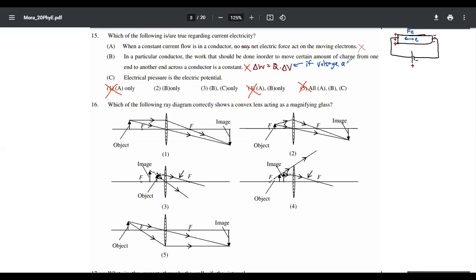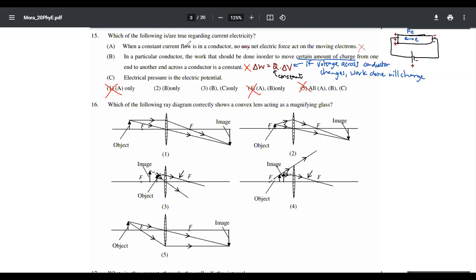If voltage across the conductor changes, work done will change. They have not told constant potential difference. Certain amount of charge, that's okay. Certain amount of charge means Q is constant, according to the statement. But there is no mention about potential difference. If you change the potential difference across the conductor, then definitely the work done is going to change. Therefore, B is incorrect. If B is incorrect, there is no answer.